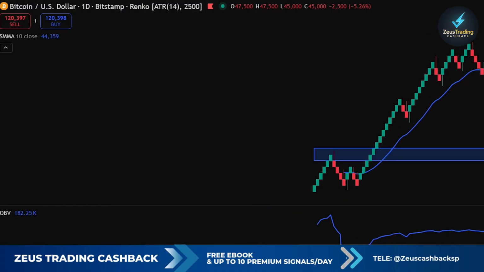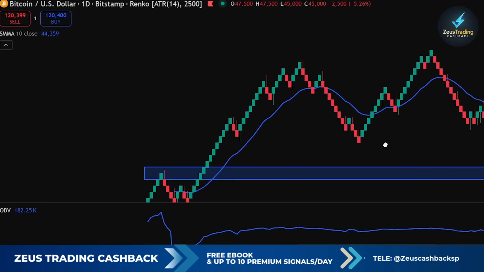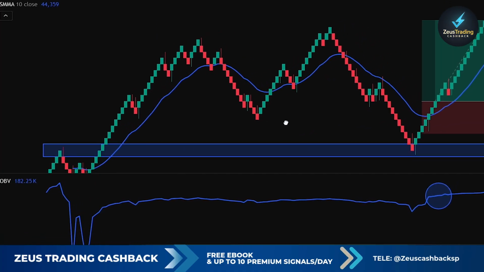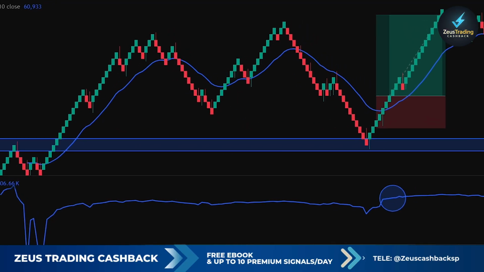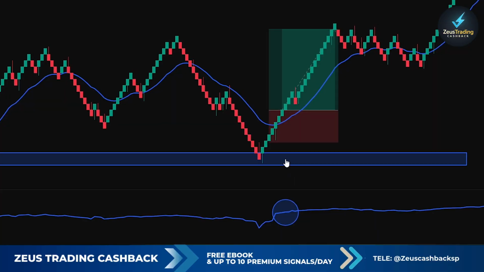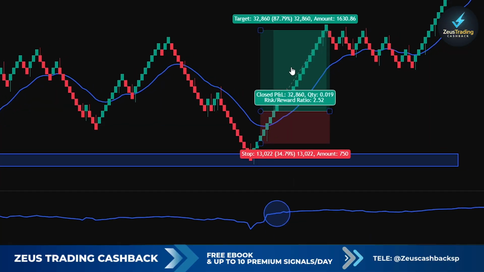Let's apply this to a real example with XAUSD. During an uptrend, you see green bricks stacking above the SMA 10 and OBV pushing to new highs. These are prime long entries. Each trade not only captures dozens of pips, but thanks to a trailing stop, you can ride the trend much longer. Instead of grabbing small gains and closing early, you hold through the wave and maximize profits.